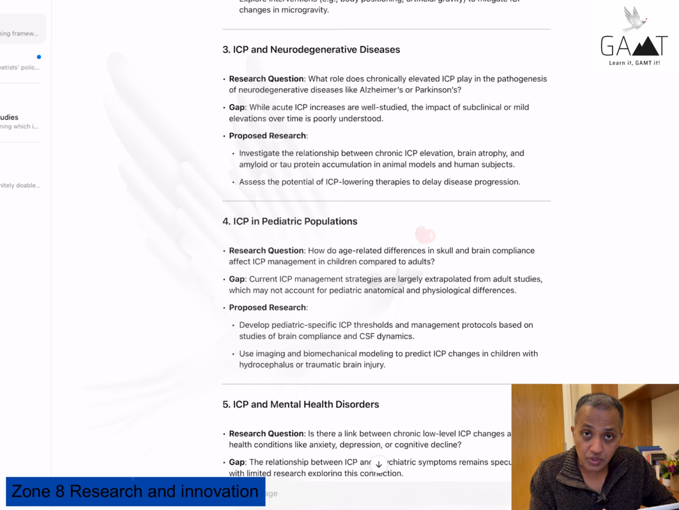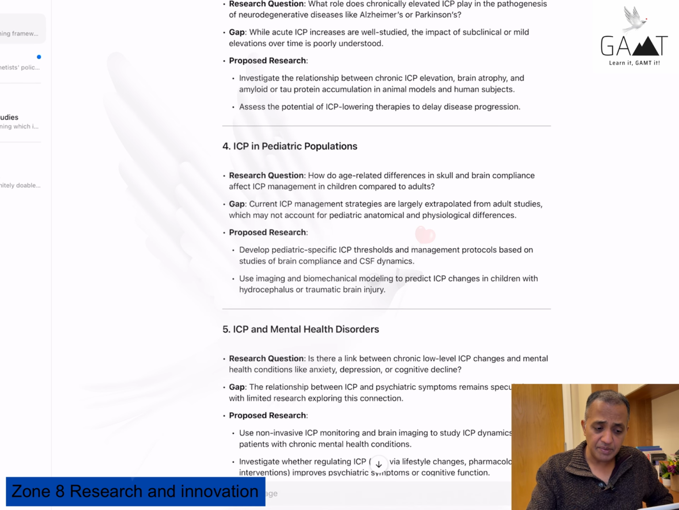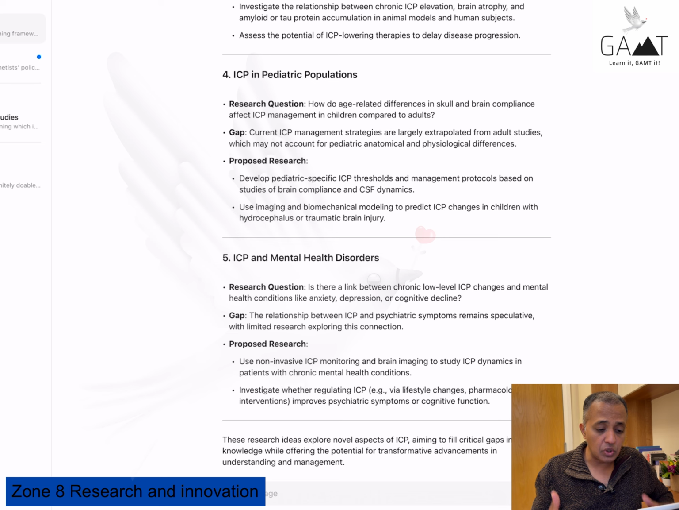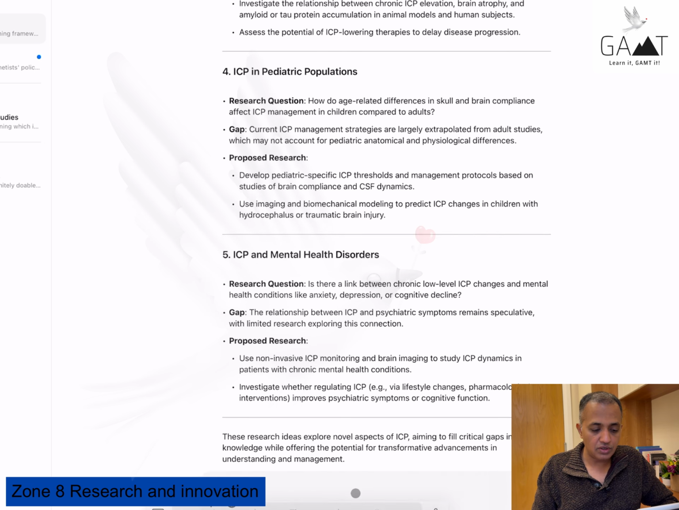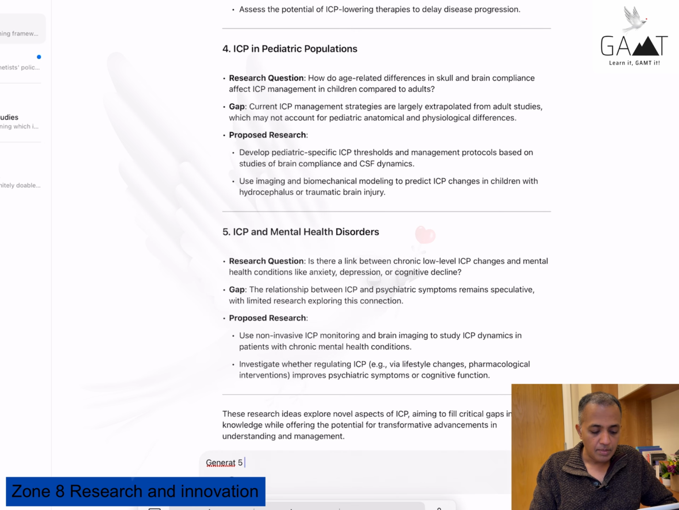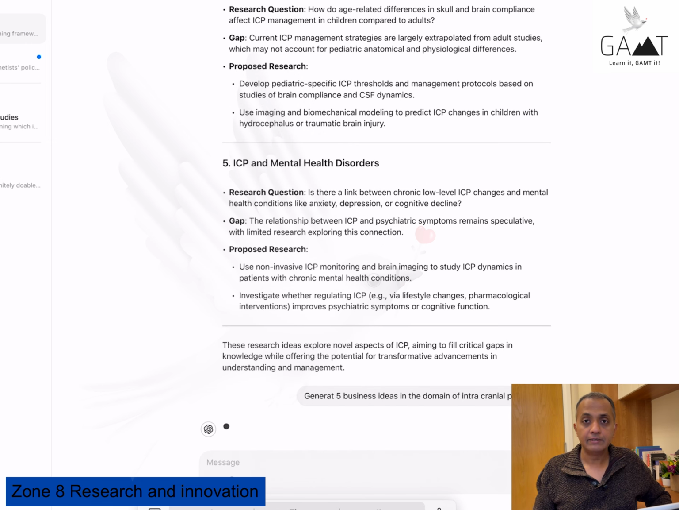So this is how you do it. This is how deep learning or higher order thinking works. This is how geniuses learn. Okay, right? ICP in the pediatric population, mental health disorders. Listen, there are loads of research opportunities. All you need to do is ask the right questions. Okay, innovation, another thing. Let's say generate 5 business ideas in the domain of intracranial pressure. Okay, let's see.